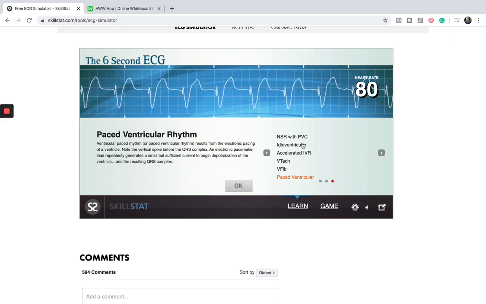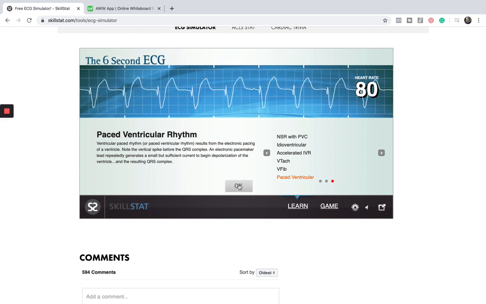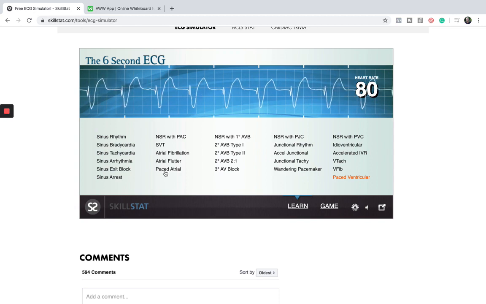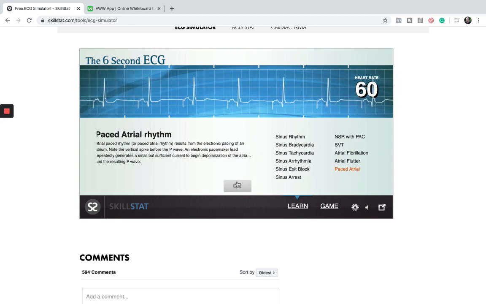Now, paced ventricle, I do want to bring this up. See that pacer spike right there? Sometimes a pacemaker fires. See that spike right there? Now, look at paced atrial. See a spike right there?